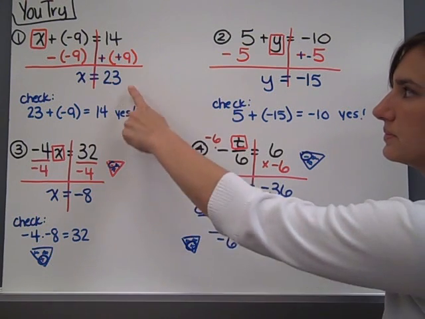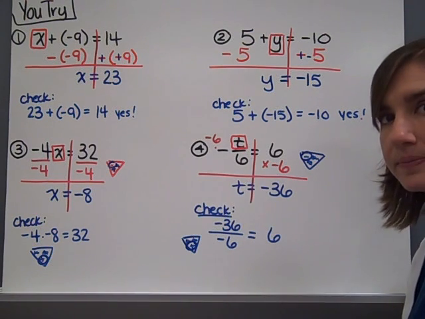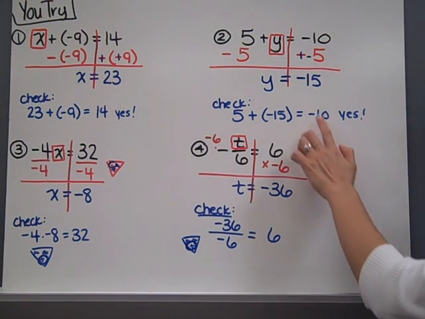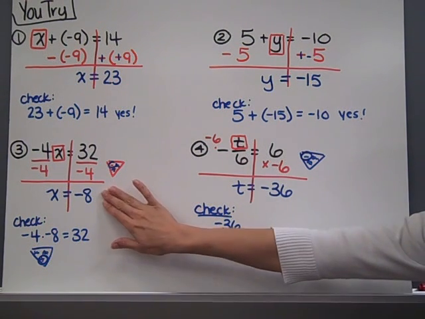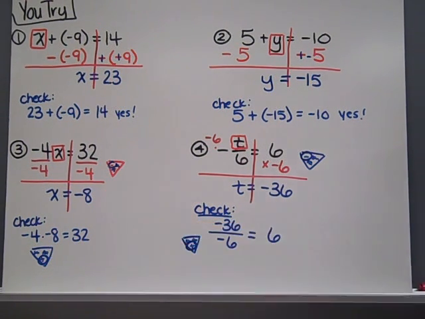Number 1, you should come up with 23. Number 2 is negative 15. Number 3 was negative 8. And number 4 was negative 36.